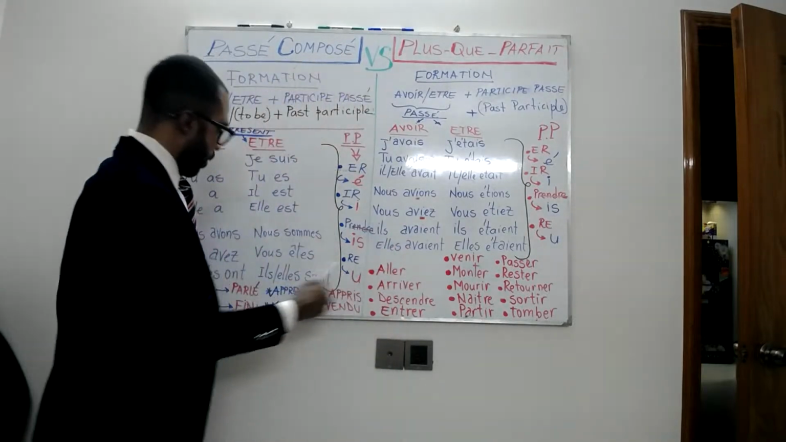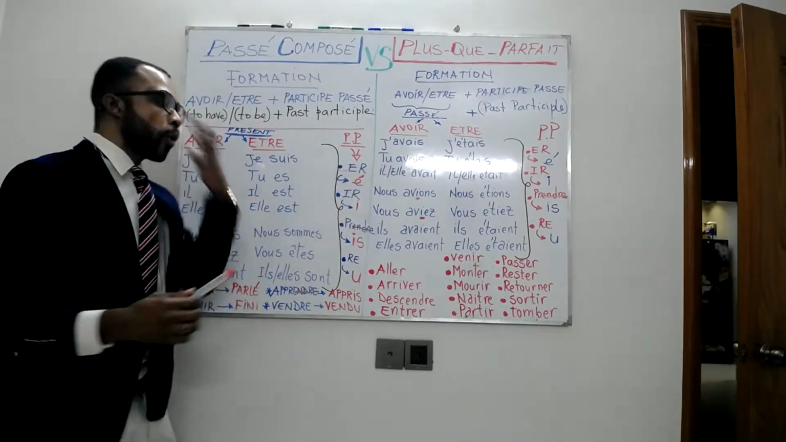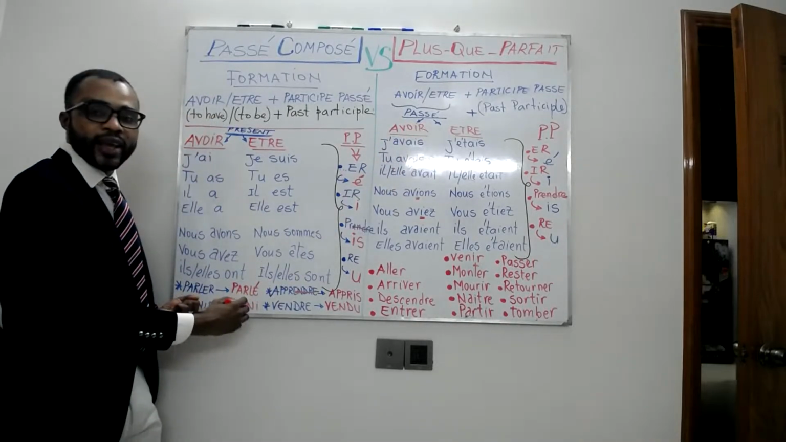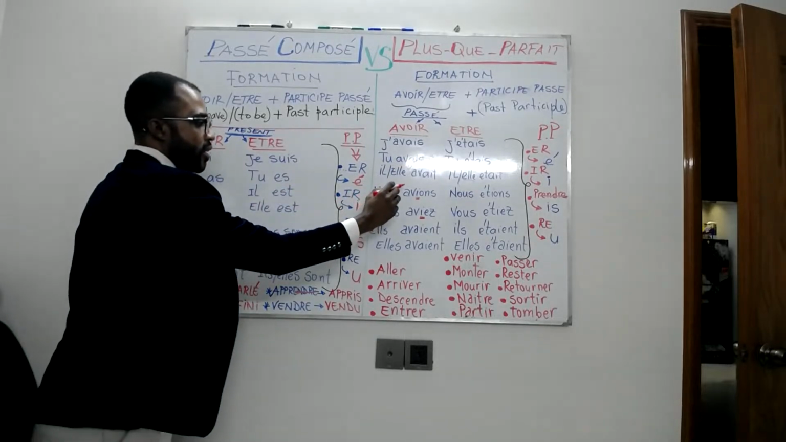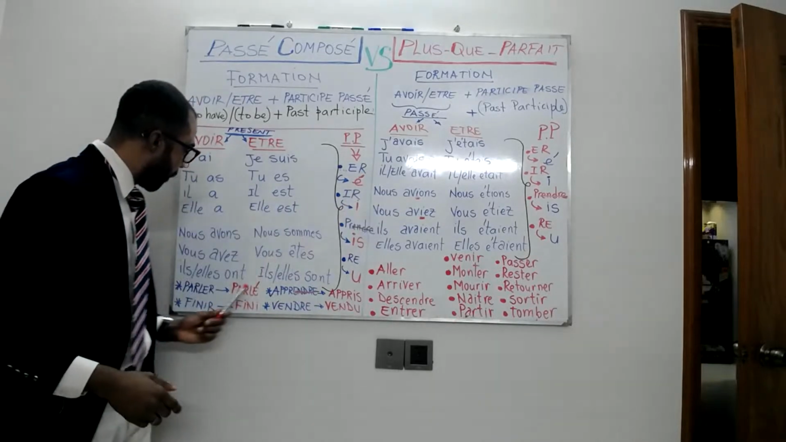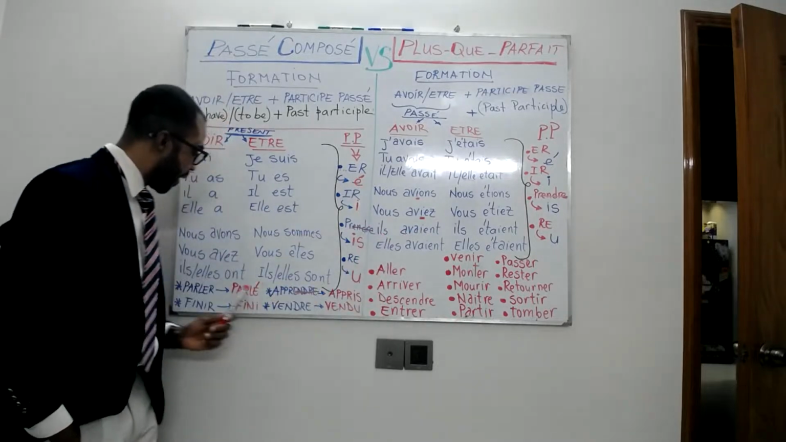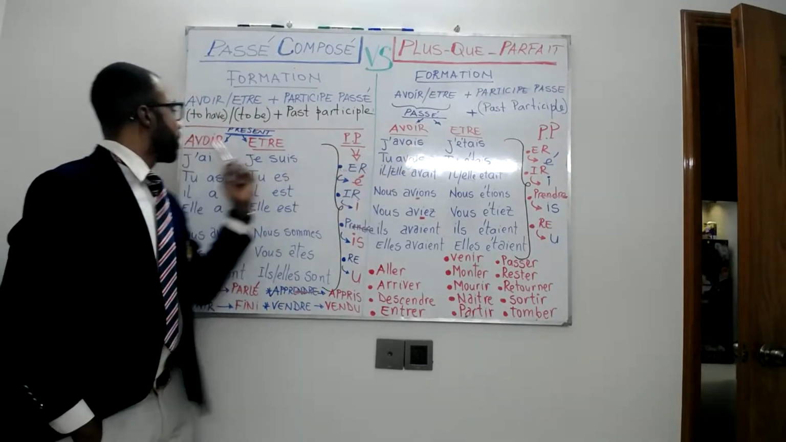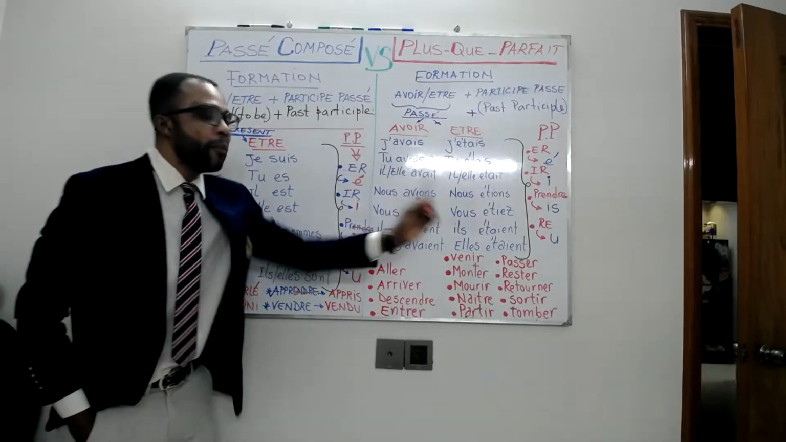So here, for example, parler, we get the same thing. We say in the plus-que-parfait with ER verbs, one example, parler: j'avais parlé. Tu avais parlé. Il, elle avait parlé. Nous avions parlé. Vous aviez parlé. Ils ou elles avaient parlé. Same. The difference is j'avais and j'ai. Tu as and tu avais. That's different. But the same past participle.